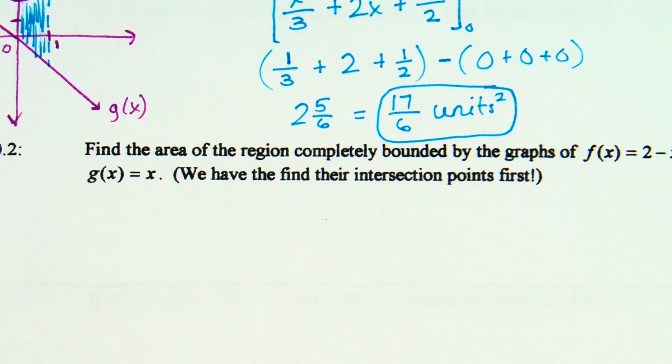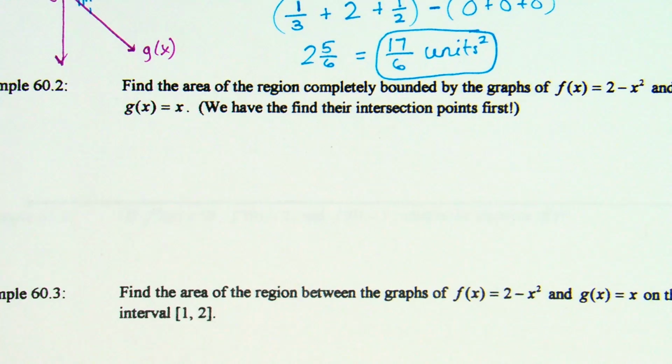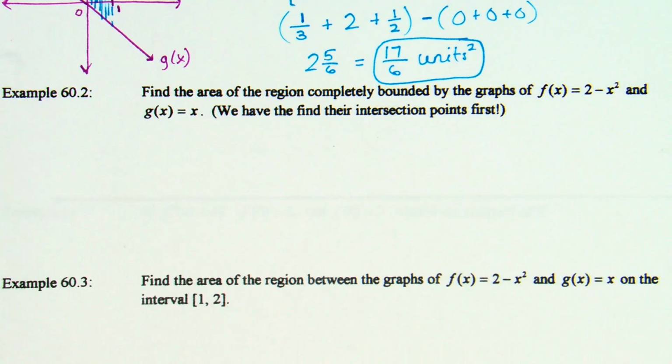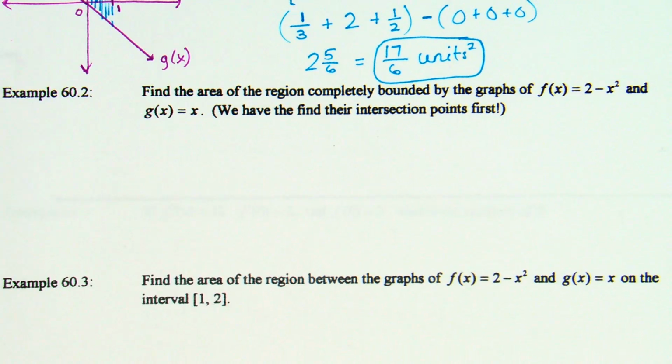Okay, ready to try example 2? Find the area of the region completely bounded by the graphs of f of x given there and g of x. And notice, did they give me an interval they want me to find this on? No. So it's going to be whatever natural boundaries are set once you look at the graph.